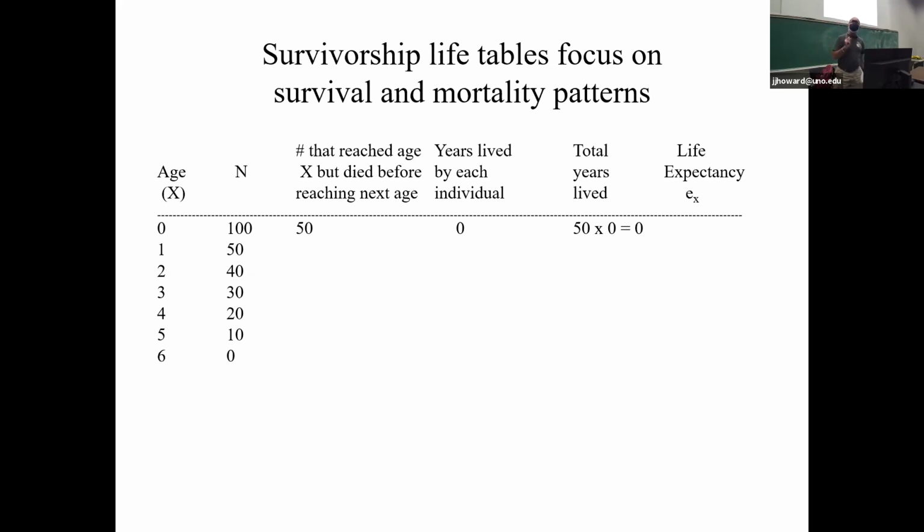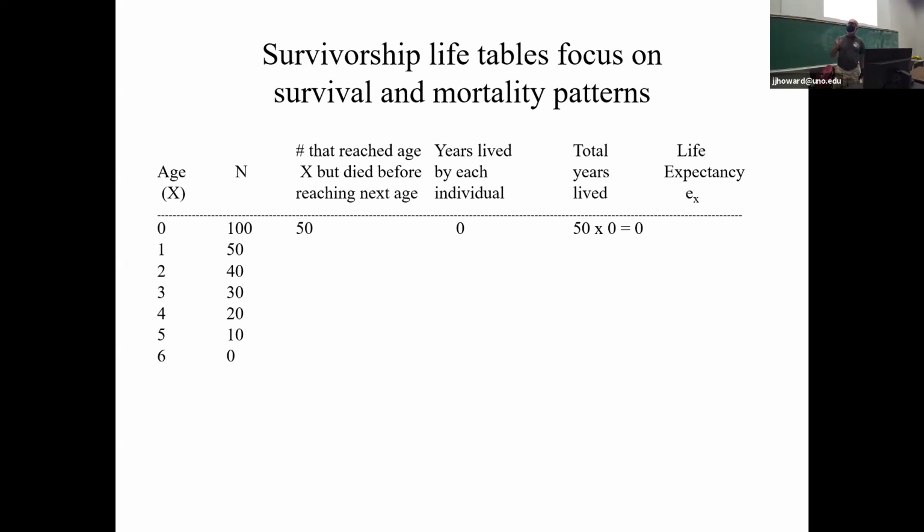So let's take our 100 individuals and ask, how many died before they got to live even 1 year? Well, that's 50. 50 of them died before they reached the age of 1. So those 50 individuals lived 0 years. Okay, so we had 50 individuals living 0 years, and they lived a total of 0 years.